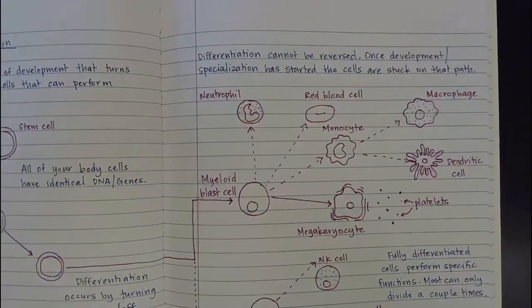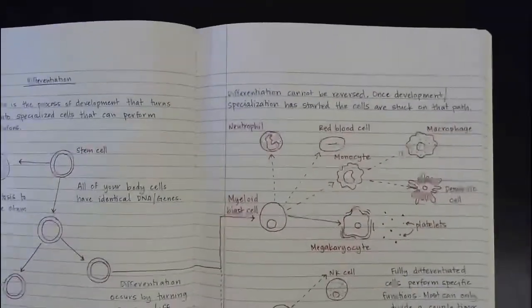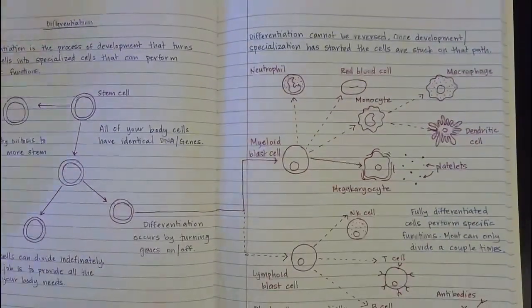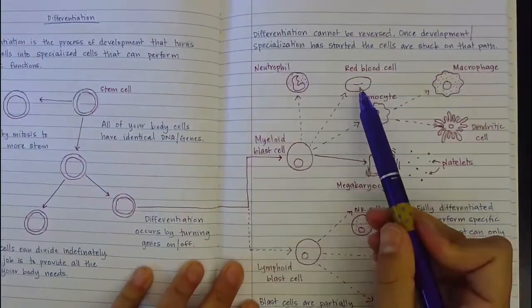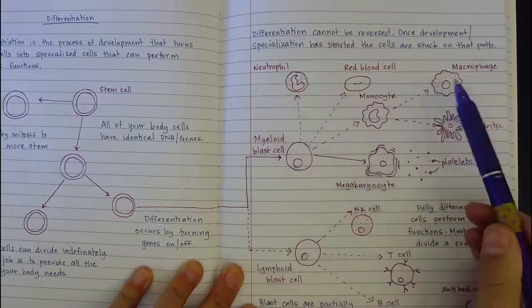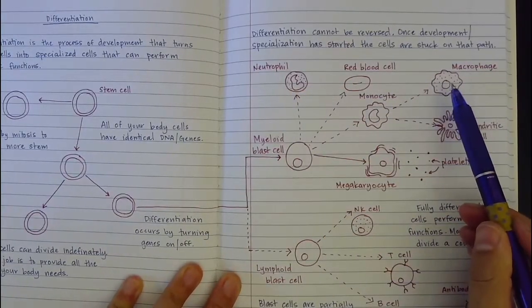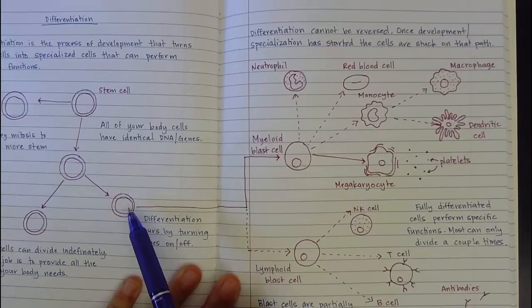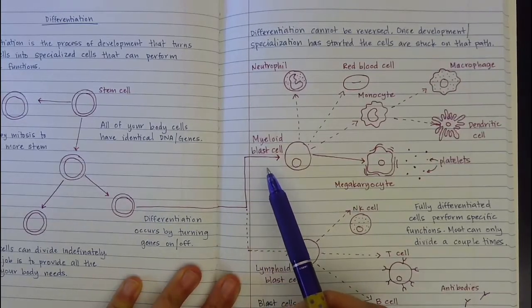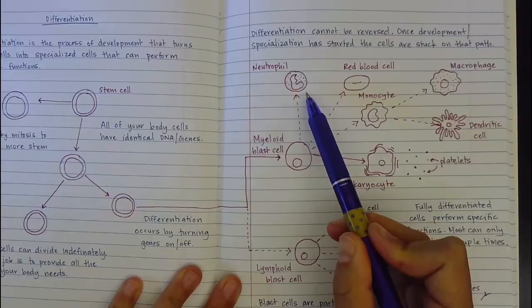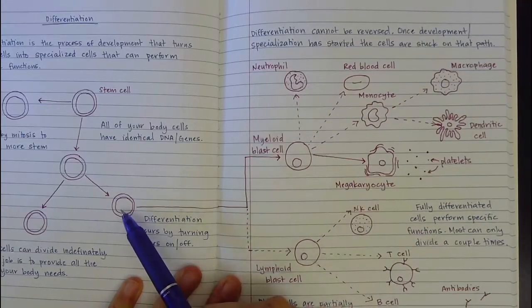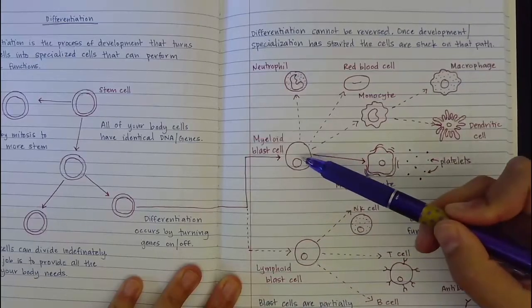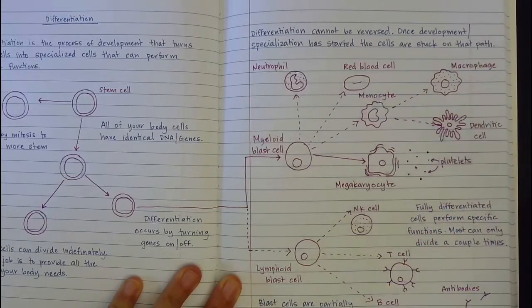So what this means is that if you need more red blood cells and you need more neutrophils and you need more macrophages, in order to make each of these cells, one stem cell has to go through the process of differentiating to make one neutrophil. And one stem cell has to go through differentiation in order to make one red blood cell.